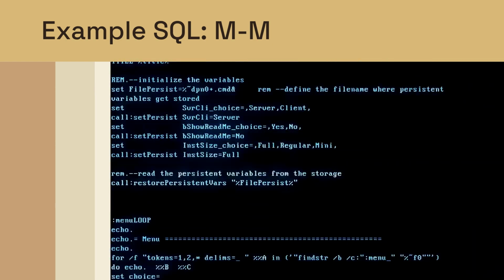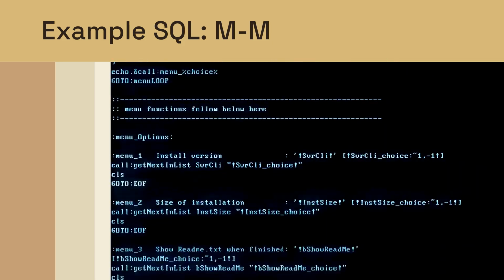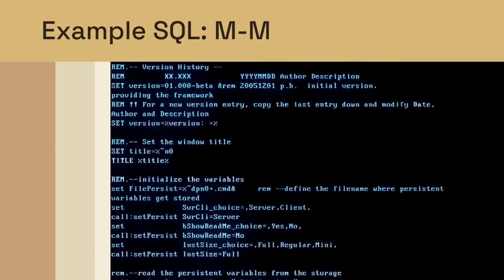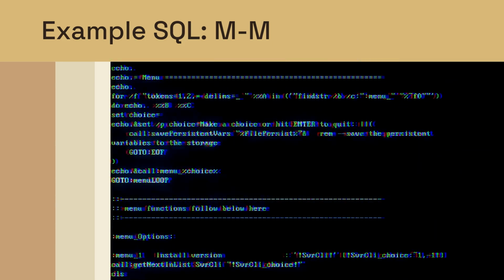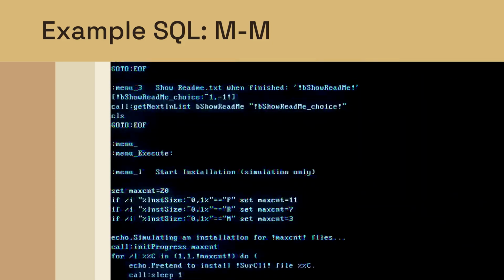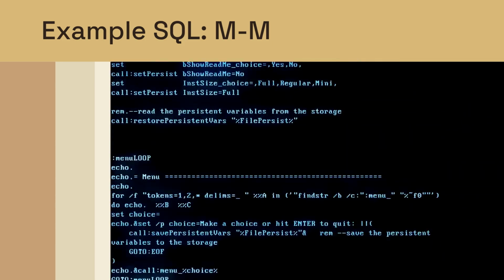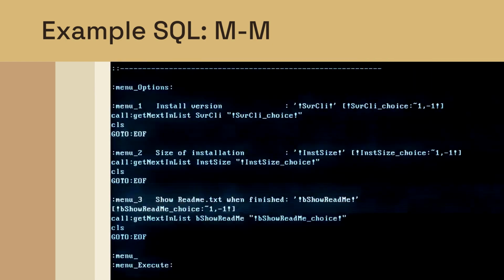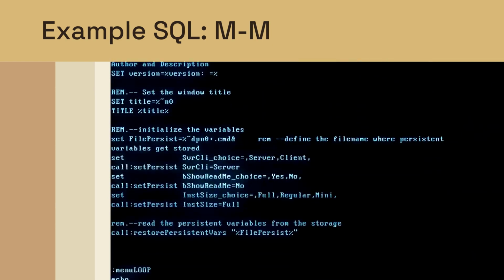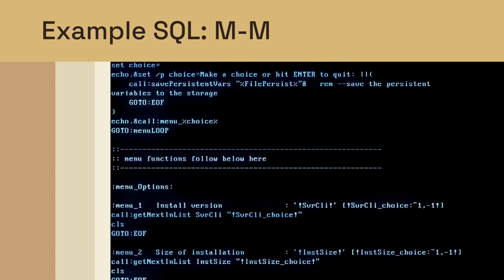Student ID int not null. Course ID int not null. Primary key, student ID, course ID. Foreign key, student ID, references student, student ID. Foreign key, course ID, references course, course ID.